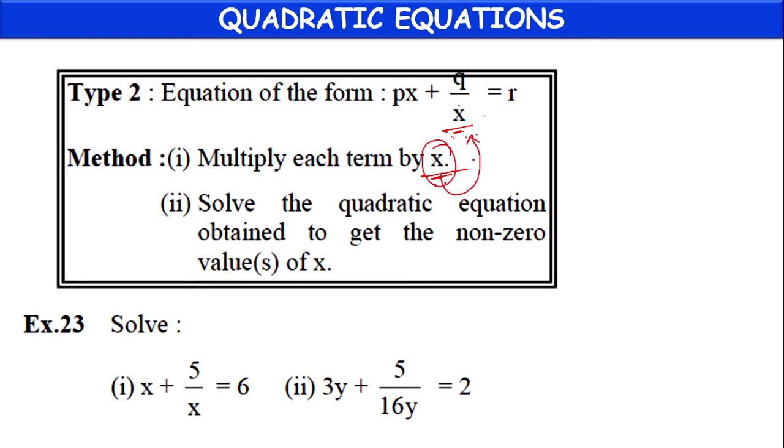We cannot multiply only one term. We have to multiply all the terms present on the LHS and the RHS with the same number, so the value of the given equation does not change. So multiply each term by x. That is the first step. After that, we will get a quadratic equation. We have to solve it to get the non-zero values of x, using any one of the methods we have learned earlier. We have two examples here, children.